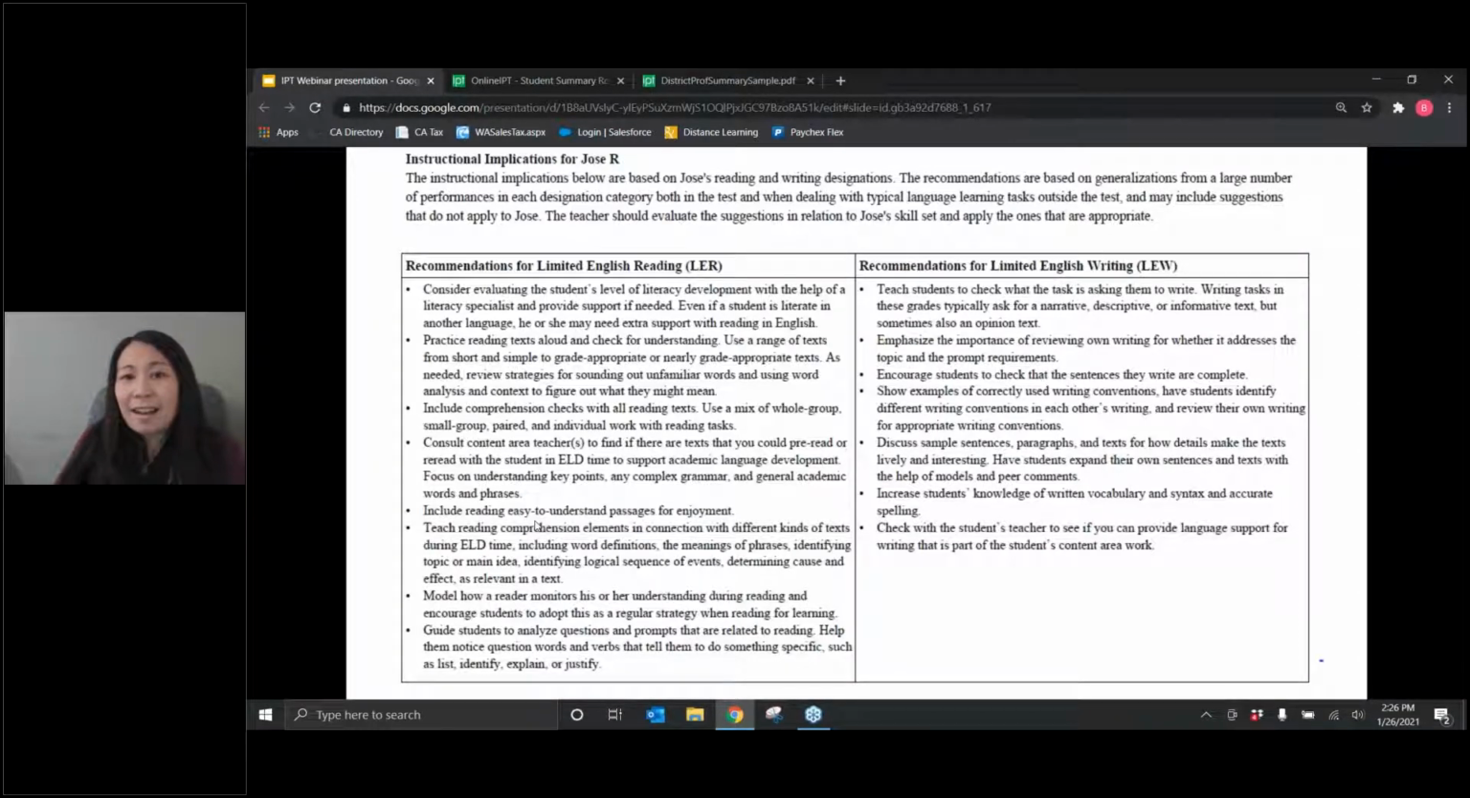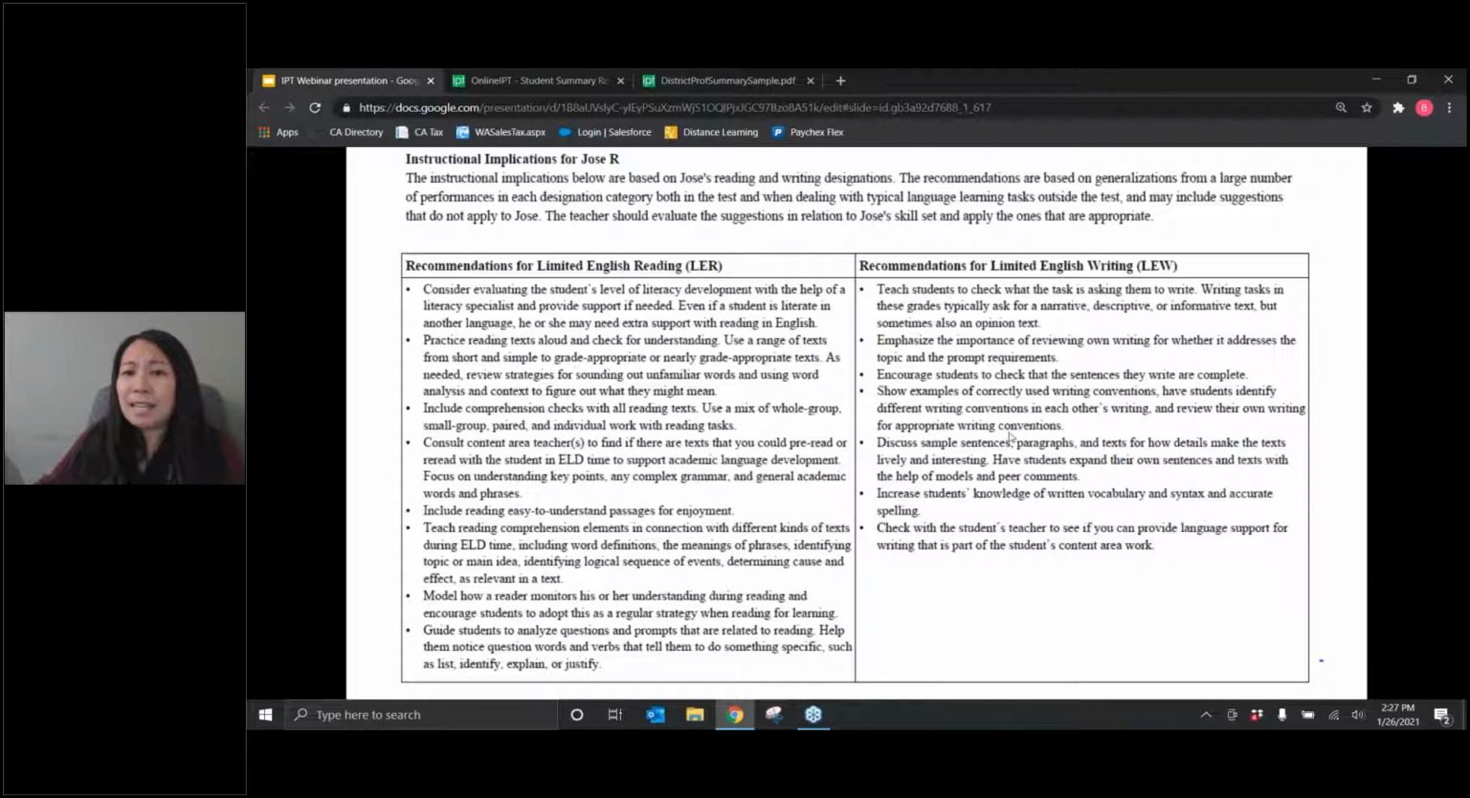Recommendations for writing, you're going to see some of the things I like are when you teach the students to check what task they're supposed to write about. Many times students will get a prompt and they will just start writing and trying to answer the question that they think is the question. But I physically ask students to circle things, underline things in the prompt to show me they understand exactly what they're being tasked to do.